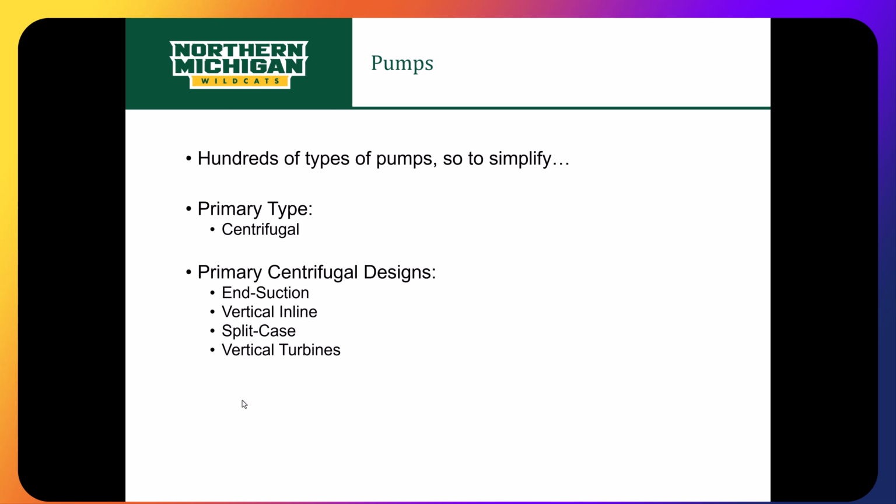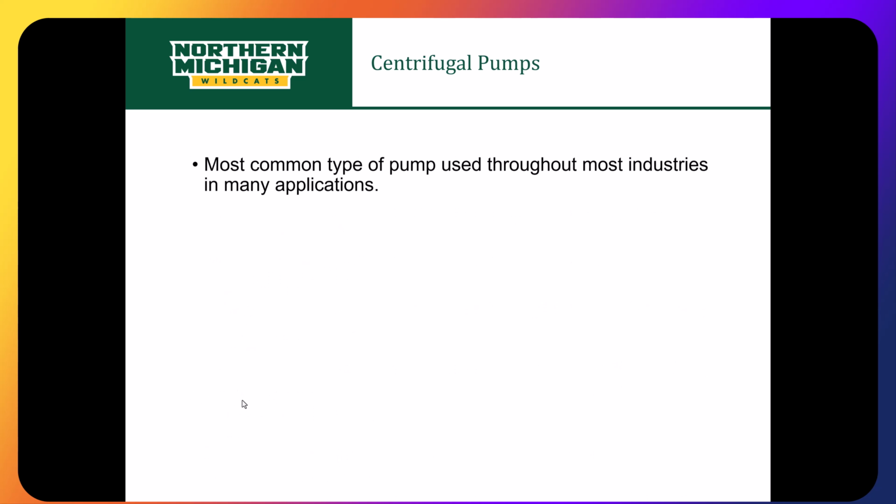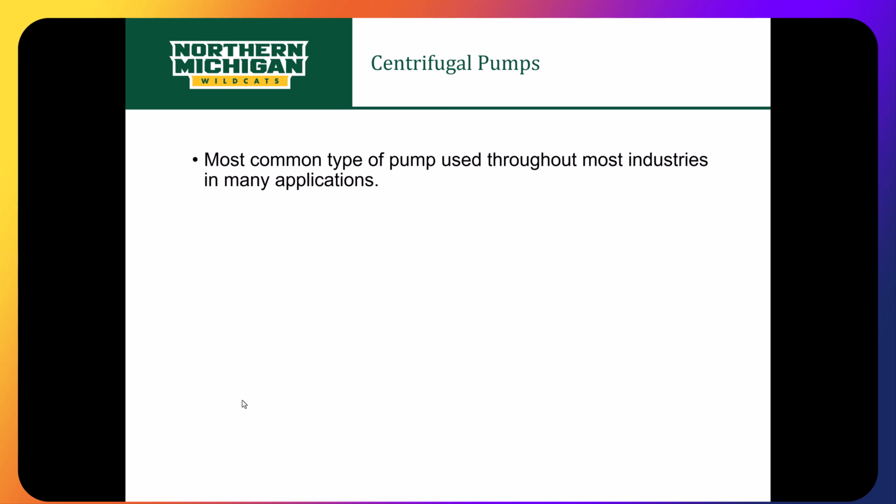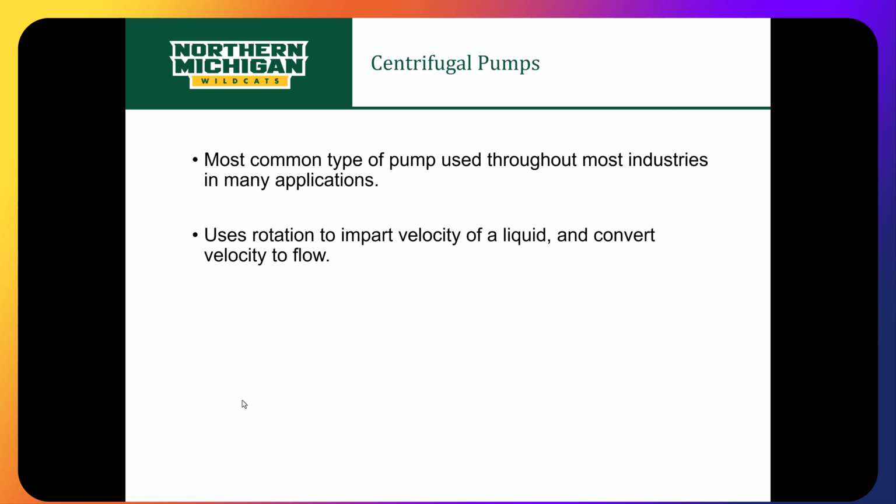Split case is for much bigger applications, and vertical turbines are a little bit more for a well pump or something like that. Some other types that we have would be submersible, that we use a lot of times, and then positive displacement as well. There's a lot of different applications for your centrifugal pumps. They are the most commonly used in a lot of different configurations and fashions.